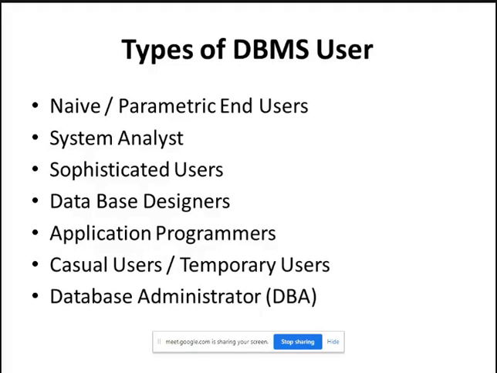The database users can be categorized based on their interaction with the database. It could be the naive or the pragmatic end user, who are basically unsophisticated users who don't have any DBMS knowledge, but they frequently use the database application in their daily life to get the desired results. For example, railway ticket booking users are naive users. The clerks in any bank are naive users because they don't have any DBMS knowledge, but still they use the database and perform their given task.